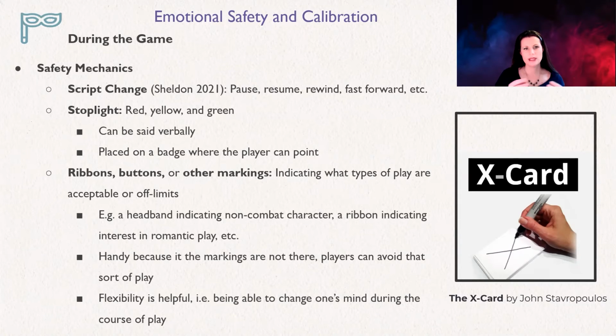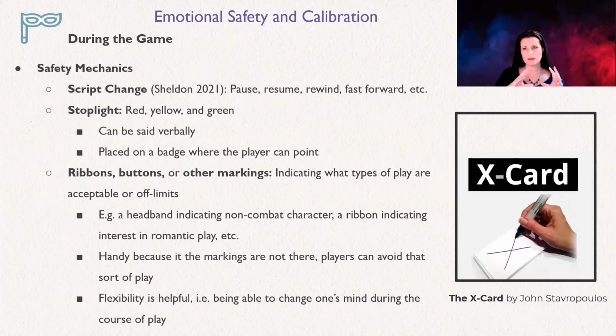Similarly, you can have ribbons or buttons or some other markings. I've seen ribbons used to indicate being open to certain kinds of violence. I've seen buttons used for pronouns, the pronouns that that person would like to be addressed with. And there's other kinds of markings that you can have on your body. In one LARP, we had a black dot on the badge that indicated not interested in romantic play. So these are the kinds of things that you can do.